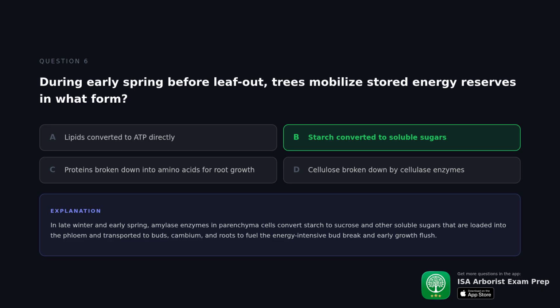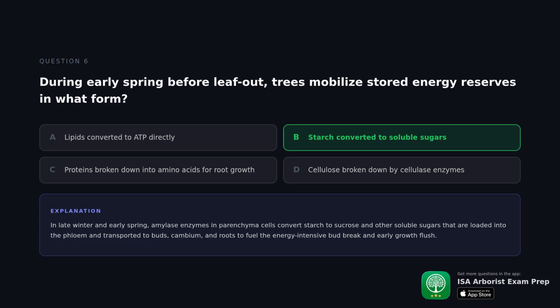The correct answer is starch converted to soluble sugars. In late winter and early spring, amylase enzymes in parenchyma cells convert starch to sucrose and other soluble sugars that are loaded into the phloem and transported to buds, cambium, and roots to fuel the energy-intensive bud break and early growth flush.